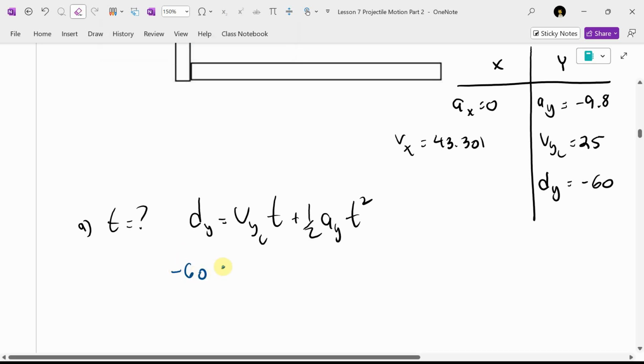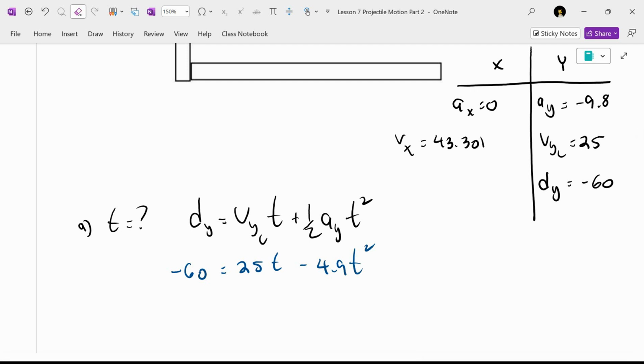My quadratic equation is going to look like this. Negative 60 equals 25t minus 4.9 t squared. Liam, I was a little lazy. I went negative 9.8 divided by 2 in my head. That's where the minus 4.9 came from. What kind of an equation is this? Quadratic. How do I know? Because it has a squared.